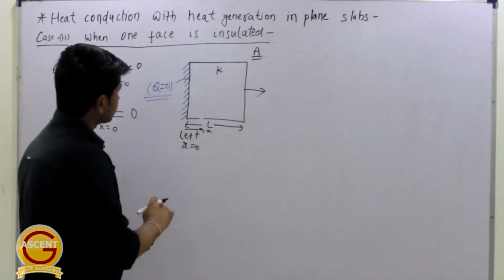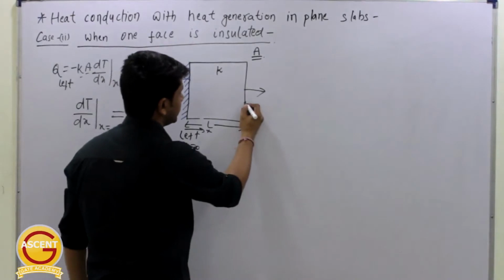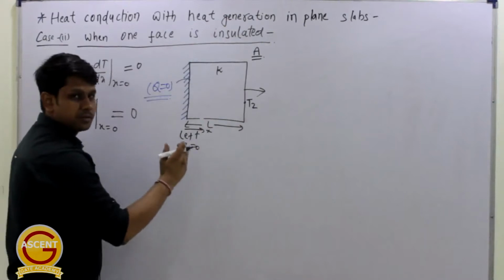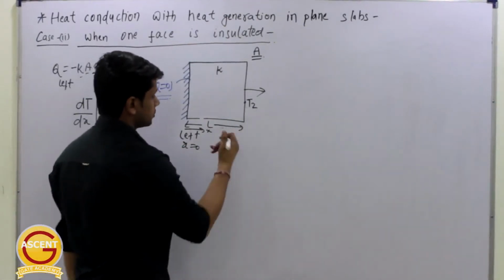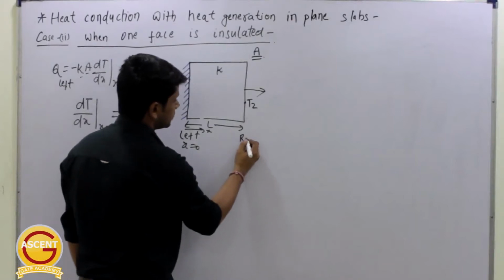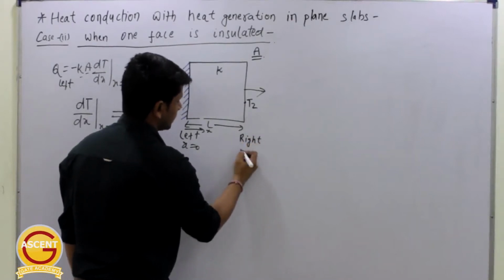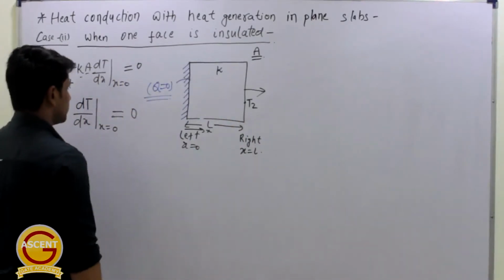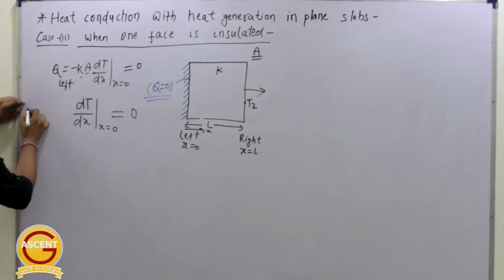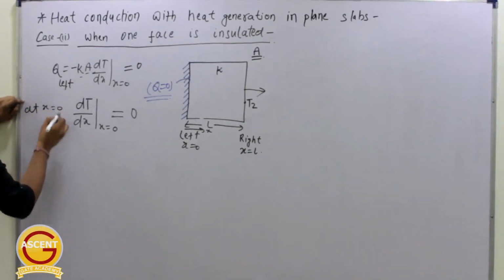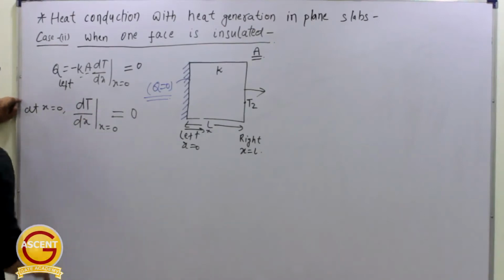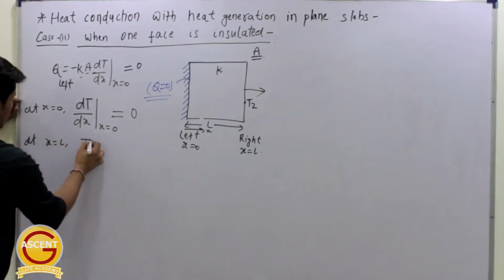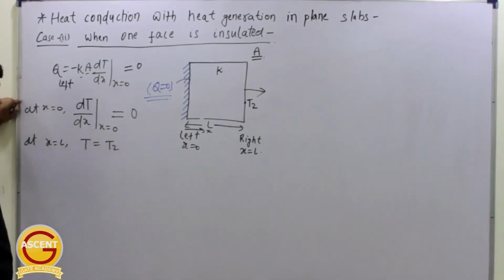And let's say this right face, as usual, is maintained at temperature T2. We can take any temperature T1 or something else, but to denote this right face we always take T2. So here also we are taking T2 only. So this is the right face, and here x is equal to L, correct? So the second boundary condition will be what? So this was the first boundary condition. At x equal to 0, this dT by dx value will be equal to 0. The second boundary condition is at x equal to L, T equal to T2, right?